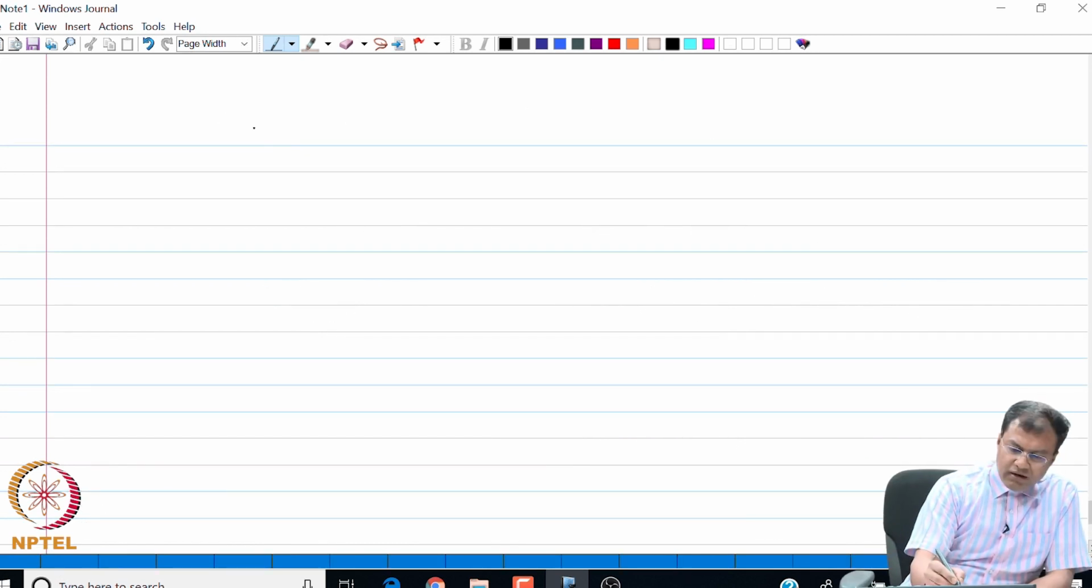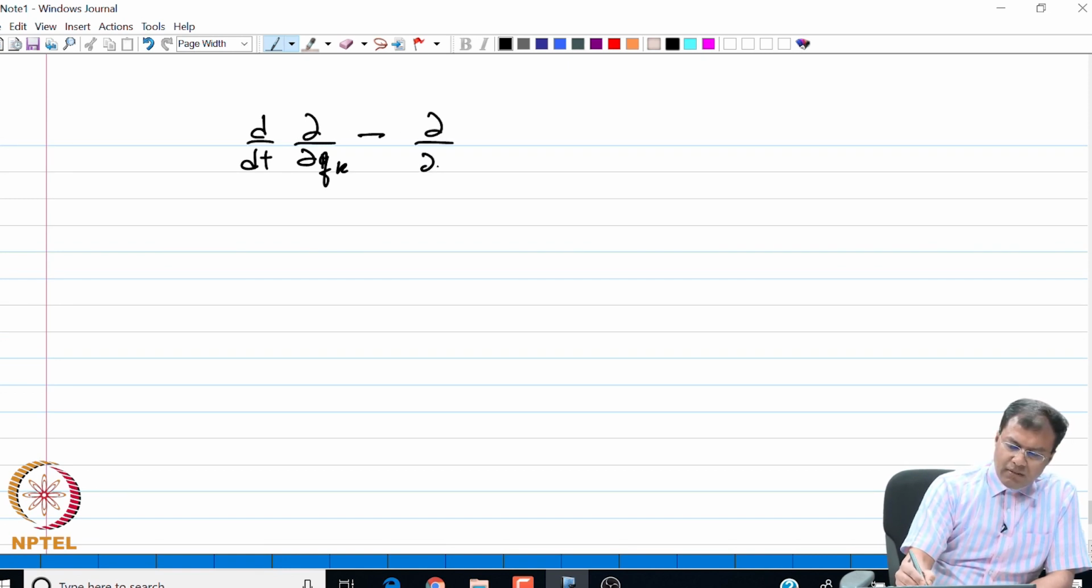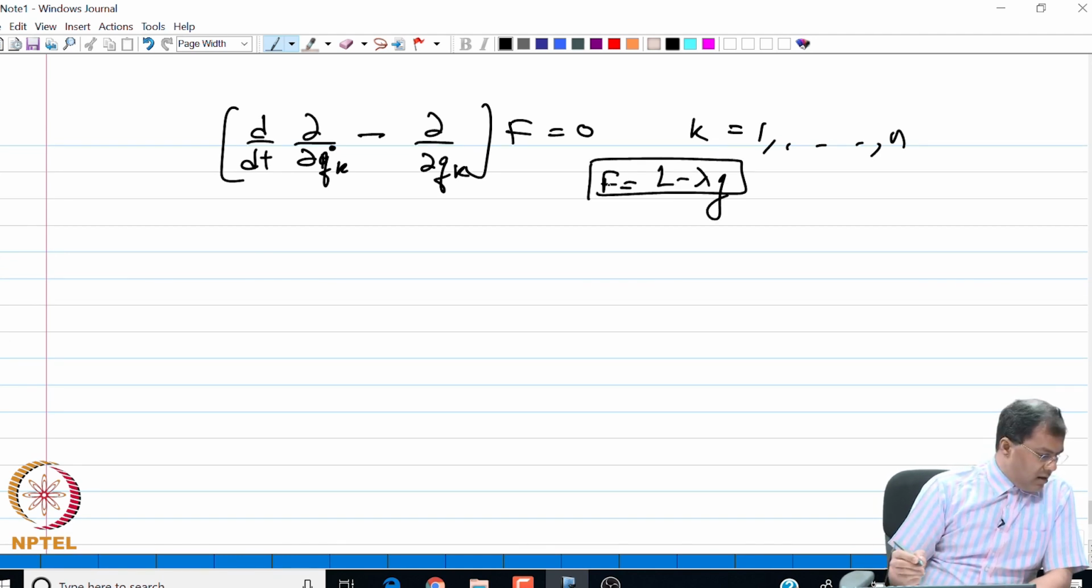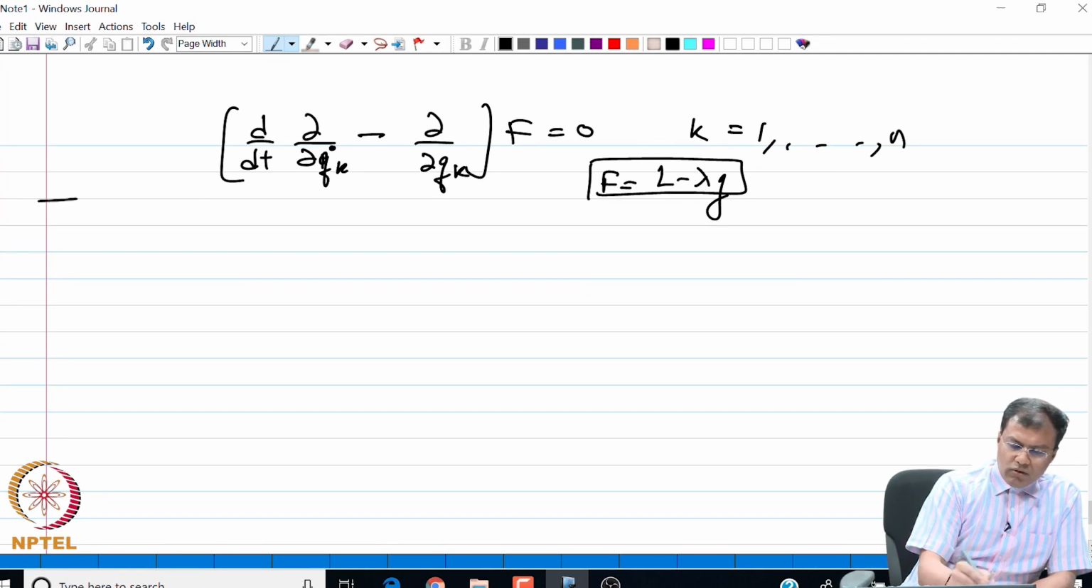I see that my set of Euler-Lagrange equations are as follows: d/dt of partial f with respect to q_k dot, minus partial f with respect to q_k, set equal to 0, where k is from 1 to n. So, I have n constraints and my function f is L minus lambda g. So, that is my result.